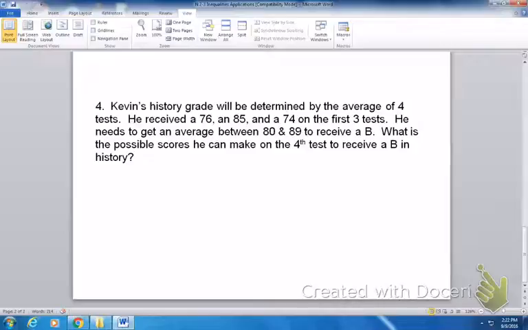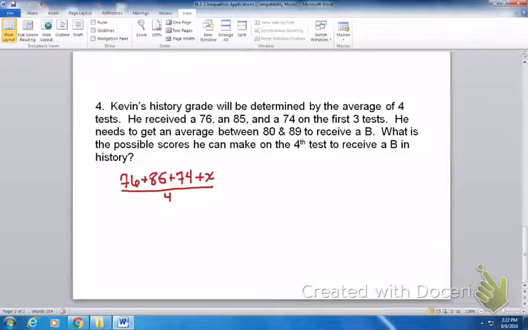So I'm going to start by just trying to find an average. I know one test was 76, another test was 85, and the 3rd test was a 74. But we don't know what the 4th test is. That's our variable. I'm going to call it x. Now, if we were going to find an average, we'd have to divide those by the number of tests, which is 4.